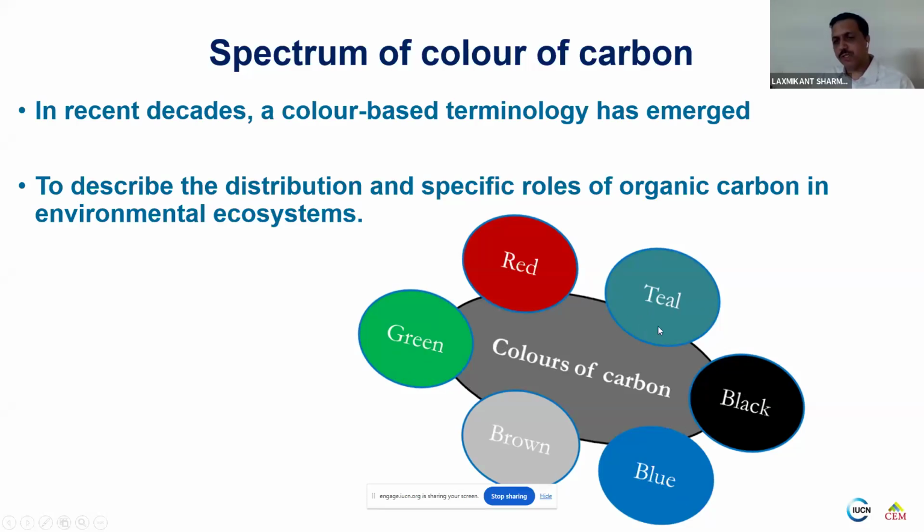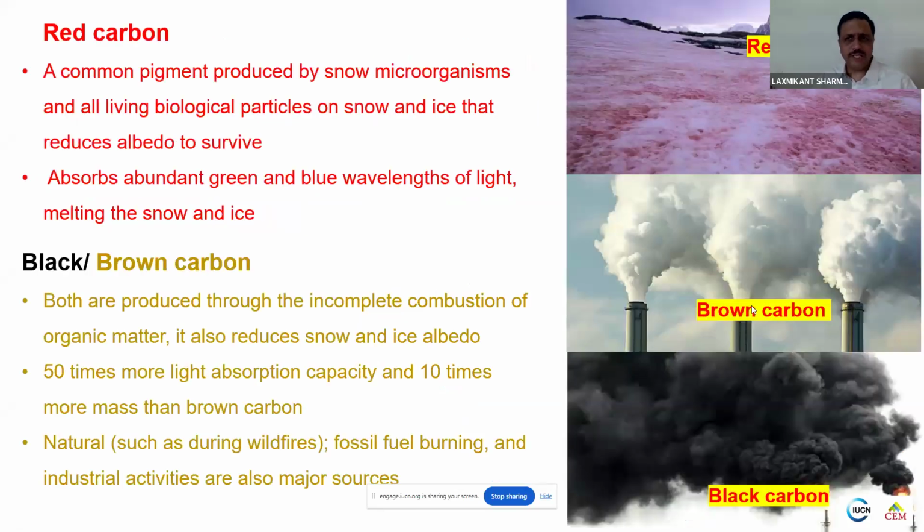Now we are talking about teal carbon, which was previously considered a part of the blue carbon. But now we categorize it as a new category, teal carbon. Why? Because it has some specific importance in terms of the colors or spectrum of carbon. Now, the red carbon.